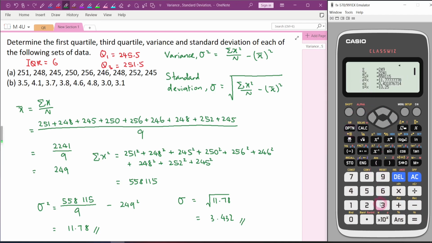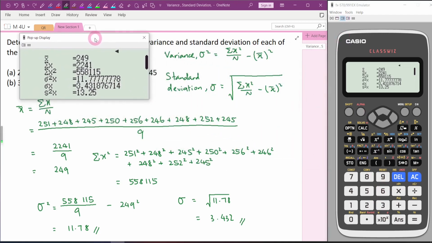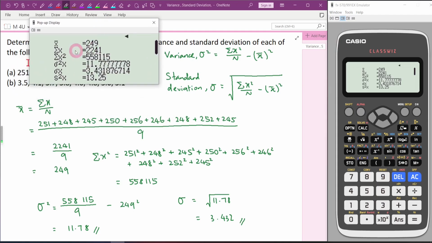one variable calculations. Now, this one I showed you before, right? When we learned about how to find the median. Mean is equal to 249. Sigma x is equal to 2241. And sigma x squared is equal to 558115 here. And the variance is 11.78. Standard deviation is 3.432. So this is how we use our calculator to help us check the answer.